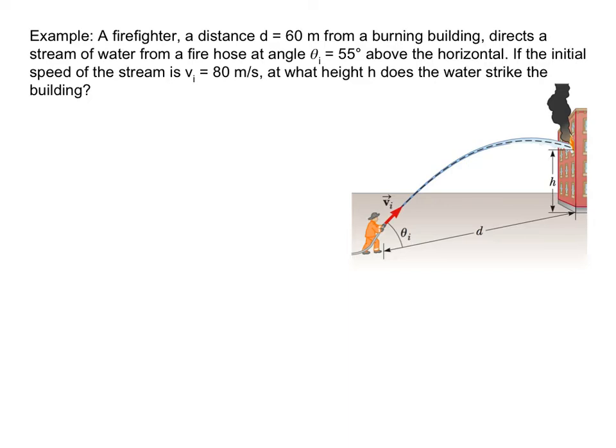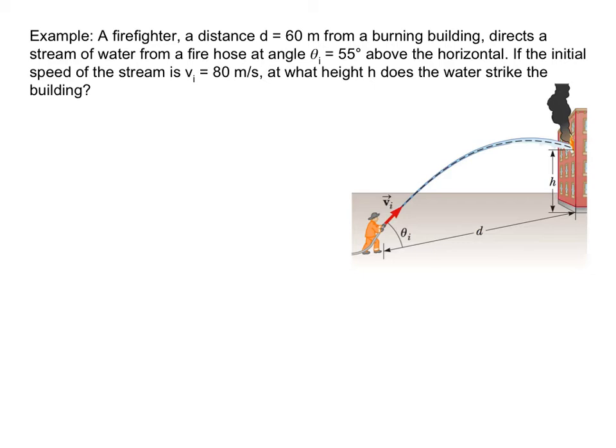All right, so of course stop the video if you need to read through the question or to write it down if you don't have it in your notes already. All right, so here we have a firefighter. The distance to the building is 60 meters. Shooting the water at 80 meters per second, pretty high, but that's sort of typical for a fire hose, at an angle of about 55 degrees. And we are asked to figure out how high on the building the water strikes.